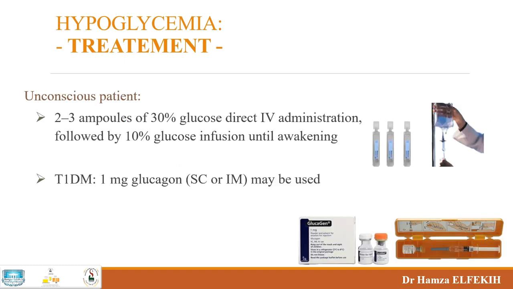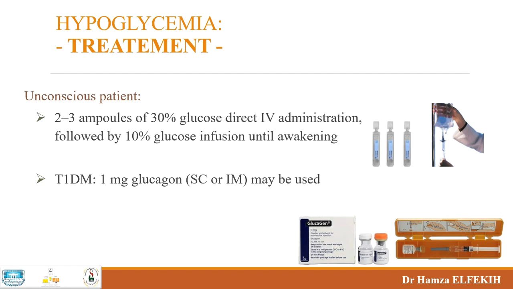For the patient who is unconscious, in this case we should give him between 2 and 3 ampoules of 30% glucose by direct intravenous administration. Then it is followed by 10% glucose infusion until awakening. This is applicable for patients with type 1 and type 2 diabetes mellitus.